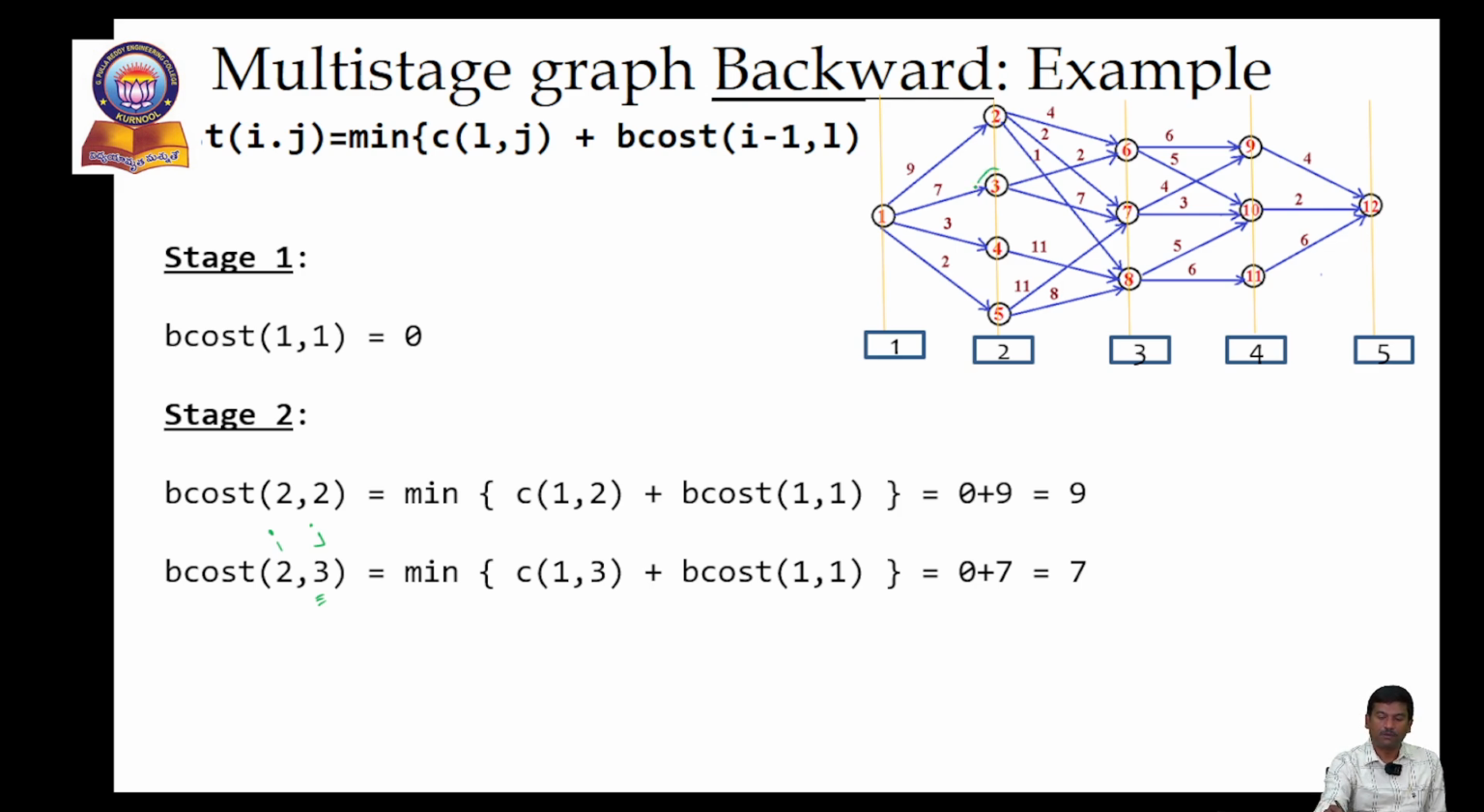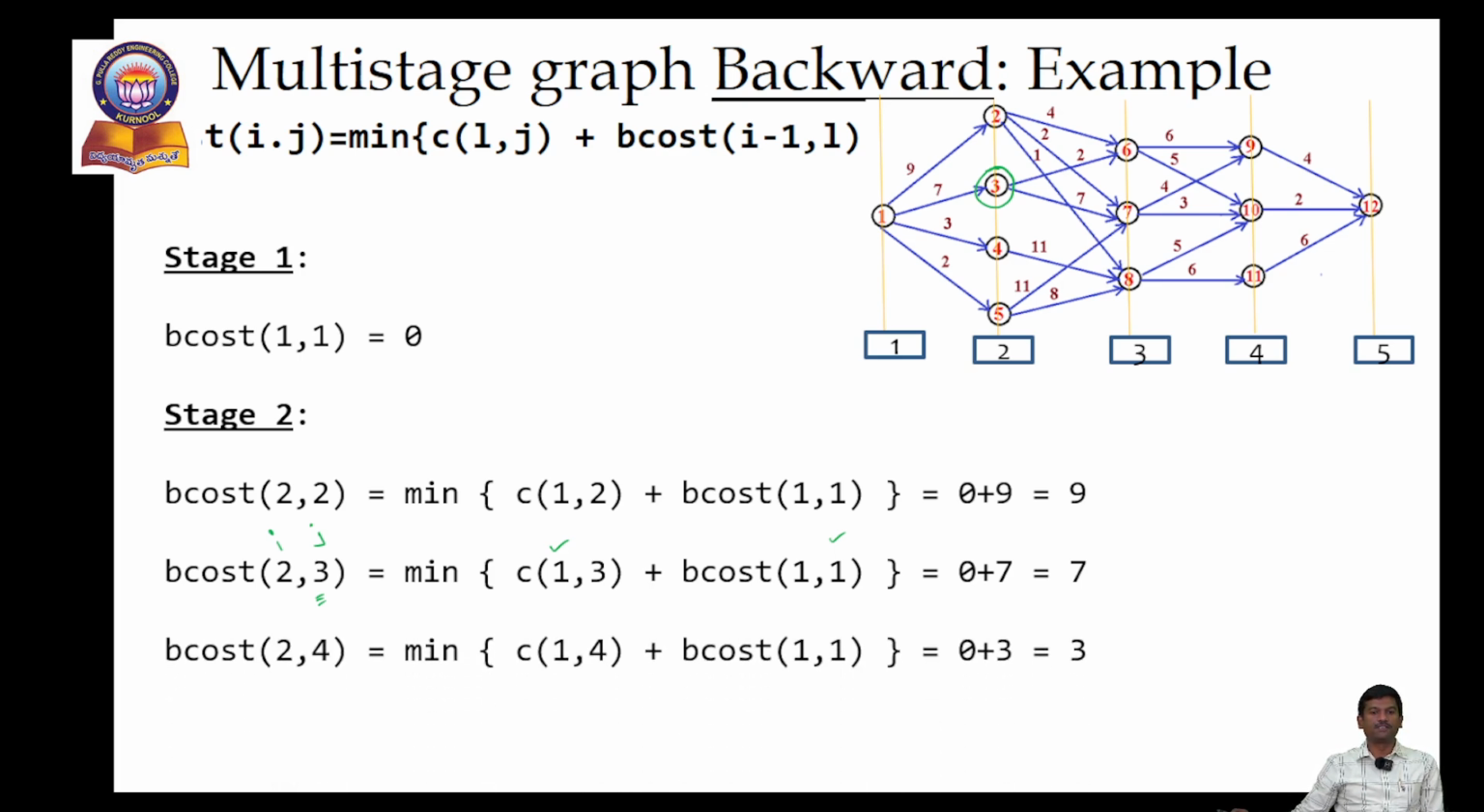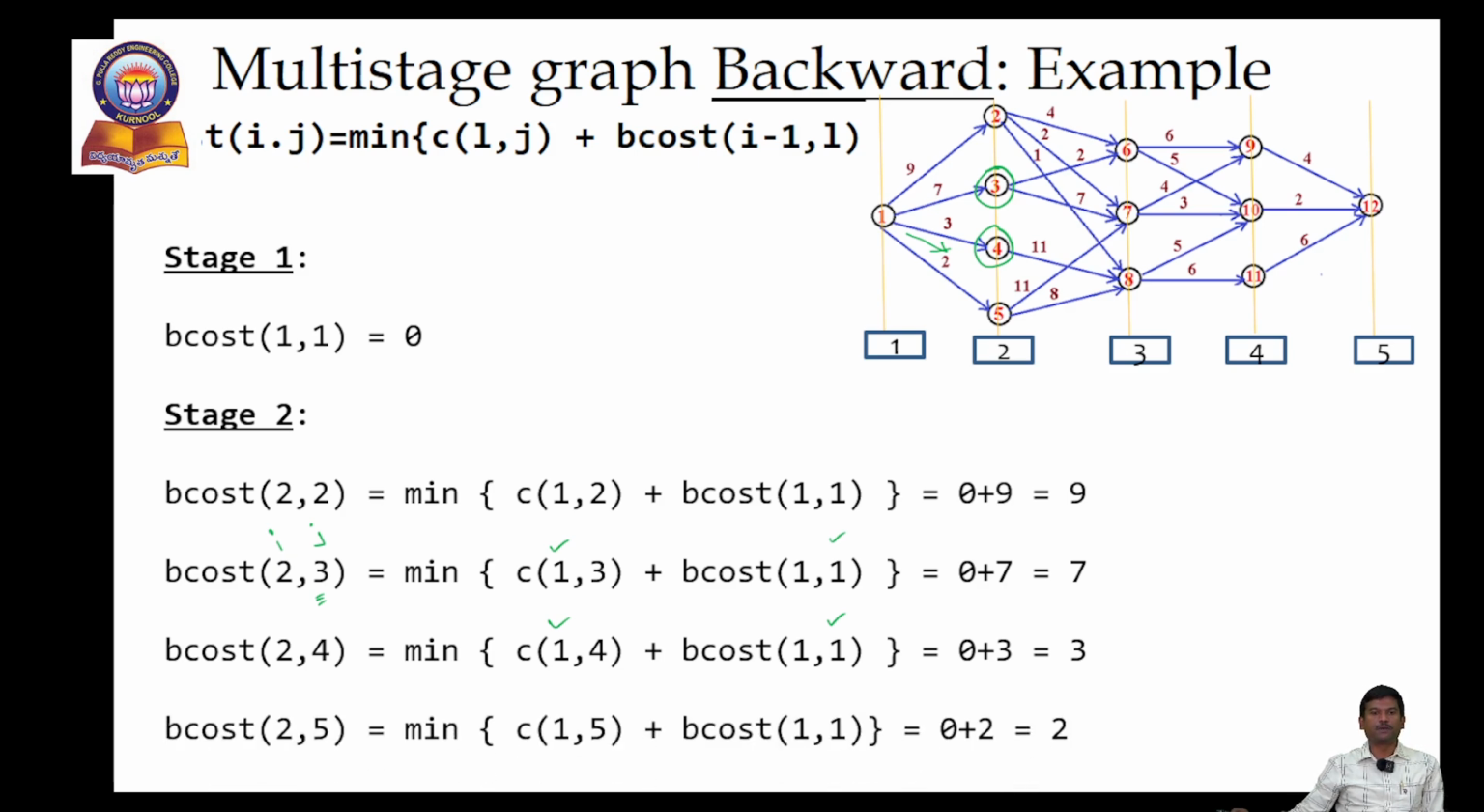Consider here that the j value is equal to 3. What are the edges connected to 3? There is only one edge, that is from 1. That is the value of l. Similarly, if you need to find bcost of 2 comma 4, which is given by min of, replace the values of i, j, and similarly l. How to identify l? If you consider the value of j equal to 4, what is the vertex that has an edge connected to vertex 4? That is vertex 1, and that is the value of l. So bcost of i minus 1 comma l. And similarly, you should also find bcost of 2 comma 5.